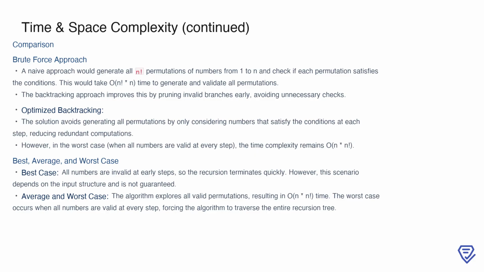However, despite these optimizations, the time complexity of backtracking in the worst case remains O(n!), because it still has to explore all valid permutations when all numbers are valid at every step. In the best case scenario, the algorithm might terminate early if most numbers are invalid at certain steps, but this is highly input dependent. On average and in the worst case, the algorithm must traverse most or all of the recursion tree, maintaining the O(n!) complexity.